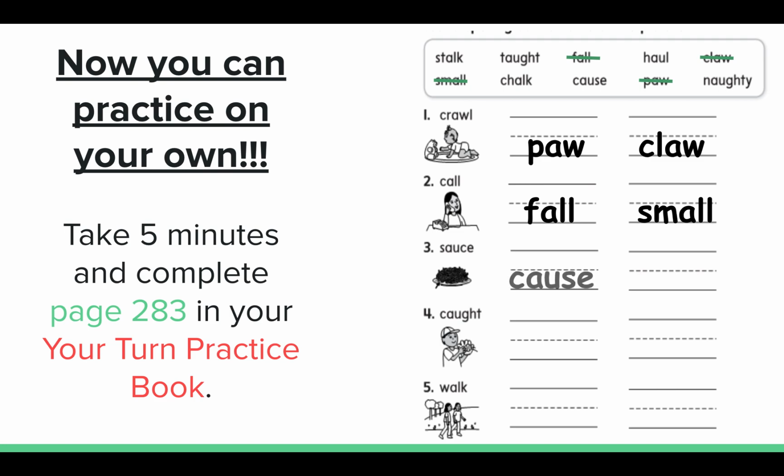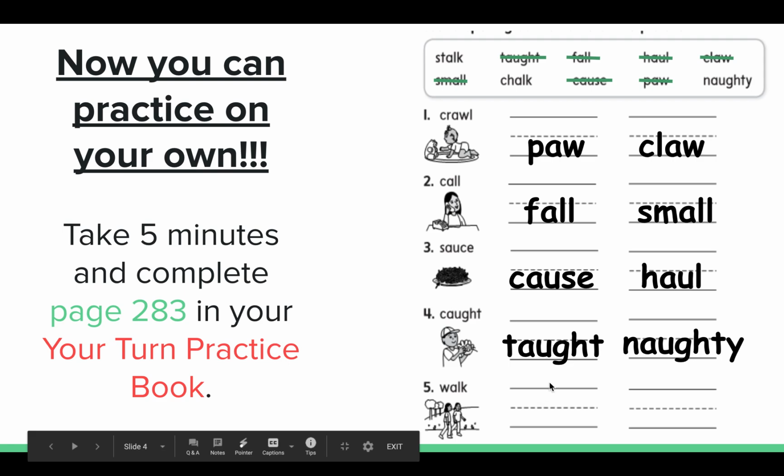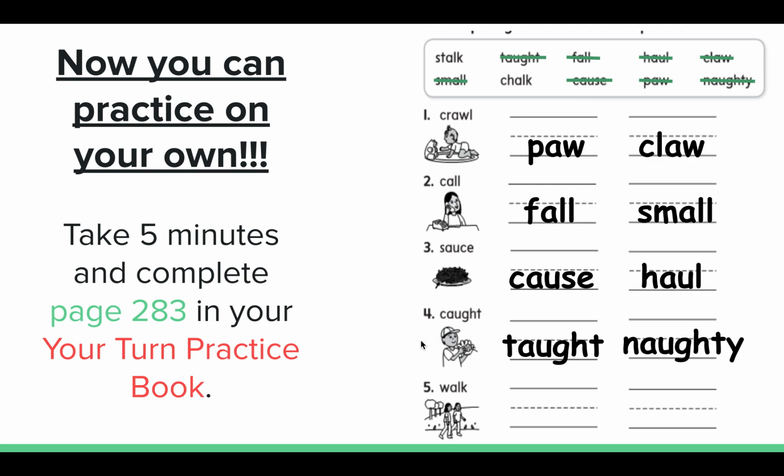Number 3. Cause, haul. That was a tricky one, friends. Remember, it's the AU pattern that's making the ah sound in sauce. Number 4. Taught, naughty. That's right. They both have the AUGH. That's a large team to make that ah sound. Number 5. Stock, chalk. Great job. If you got them all right, make sure to give yourself a star and a smiley face at the top.